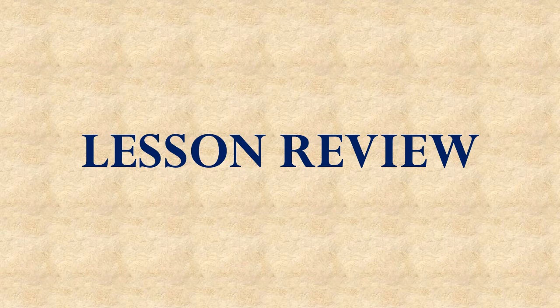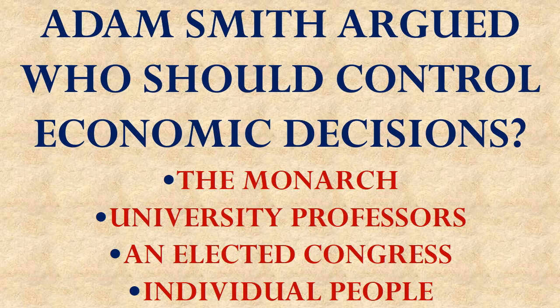That completes this lesson. Now let's review what we learned. Adam Smith argued that who should control economic decisions? Should a monarch make economic decisions for everyone? Or should university professors make those decisions? Should an elected Congress do so? Or should individual people make their own economic choices? Adam Smith believed that individual people were best capable of making their own economic choices.